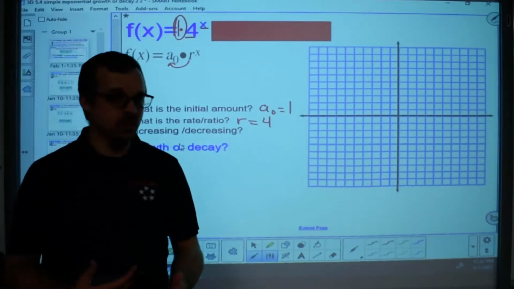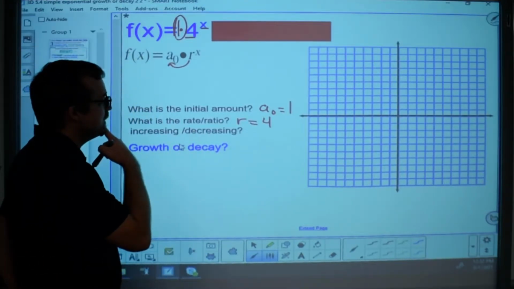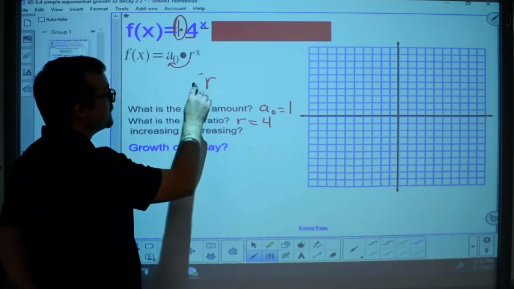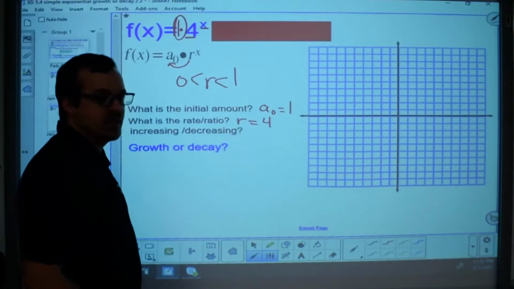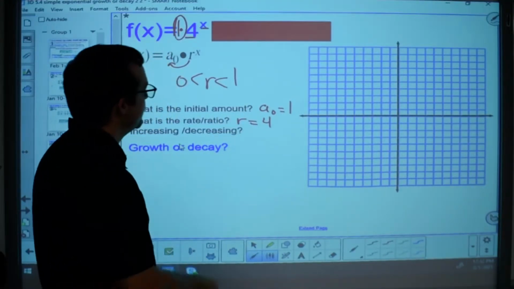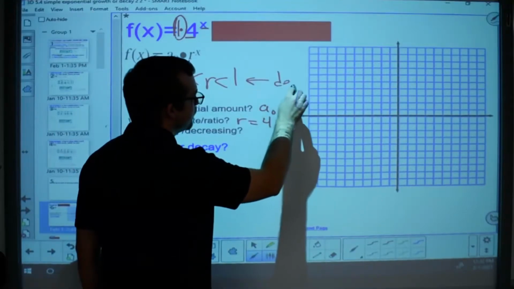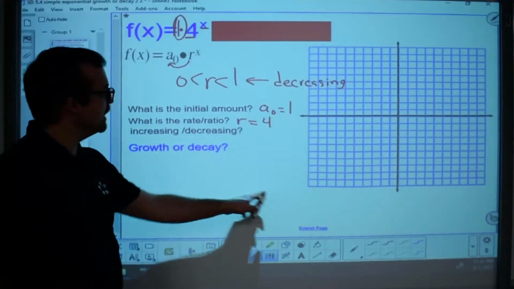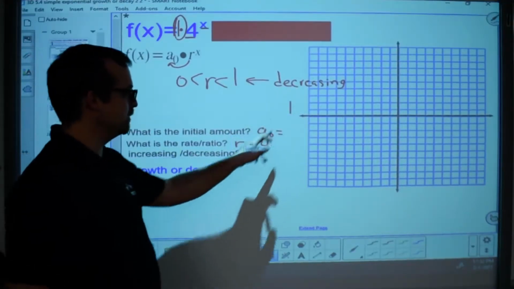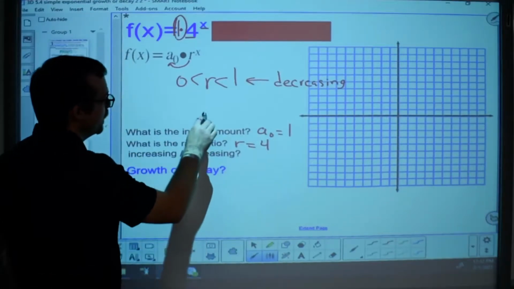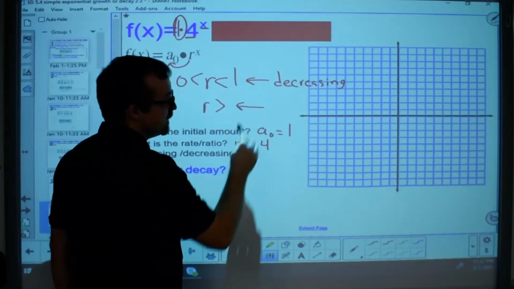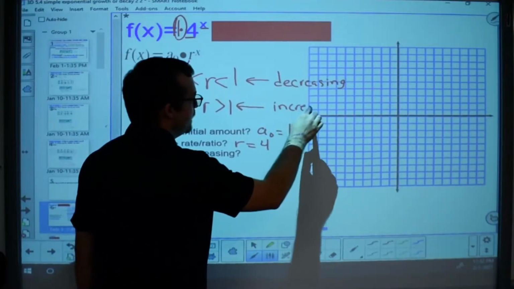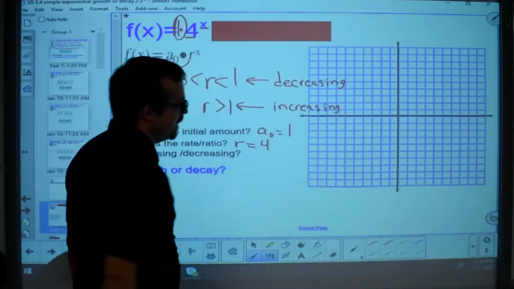Well, to give you the quick rule, if the ratio is bigger than 0 but less than 1, basically a decimal or a fraction that's less than 1, this is going to be decreasing. And I'll show that on the graph in just a second. And then the next thing is, what if it's bigger than 1? If the ratio is greater than 1, then it will be increasing. And that'd be a good thing to write down in your notes to keep in mind as we move on through this lesson.